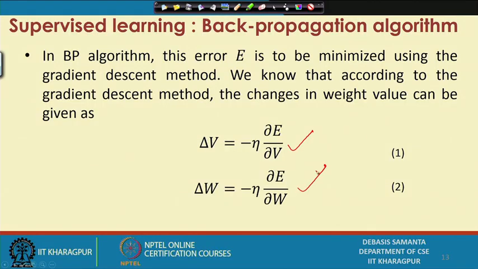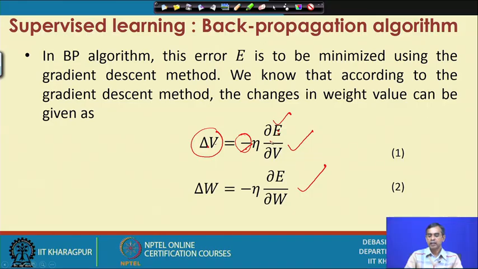Now, we can note that a negative sign is used. This negative sign is there because if the error increases, then this value needs to decrease. So, if it increases, it decreases, so the opposite sign is used. On the other hand, if the error decreases, then the value needs to increase, so the negative sign is there. That is the convention.